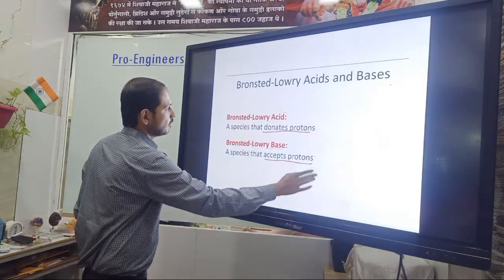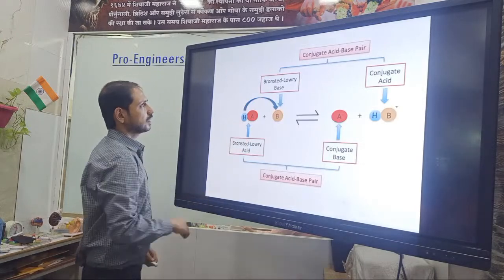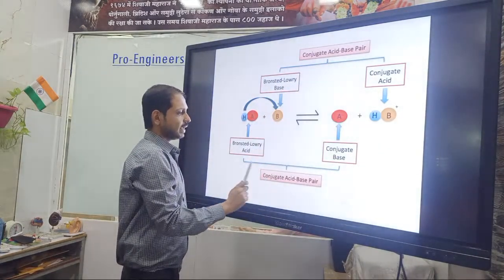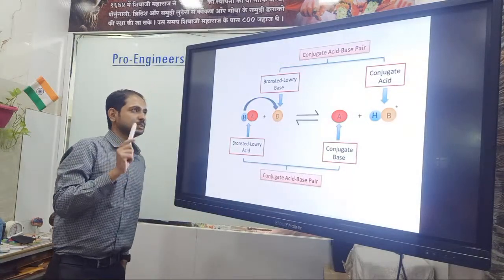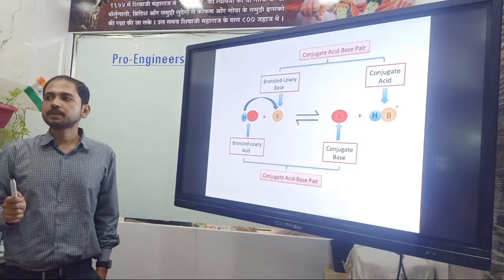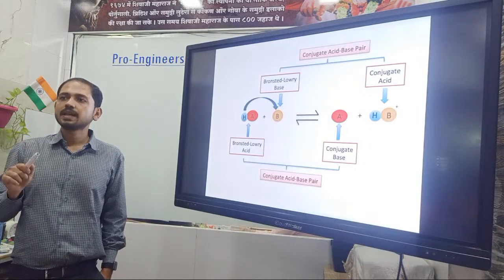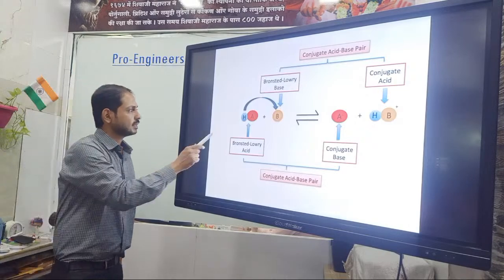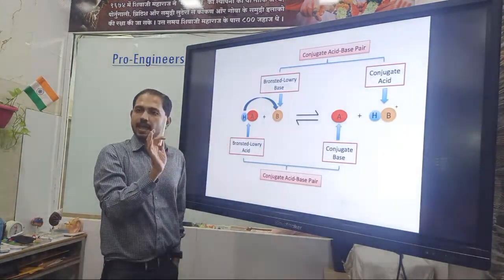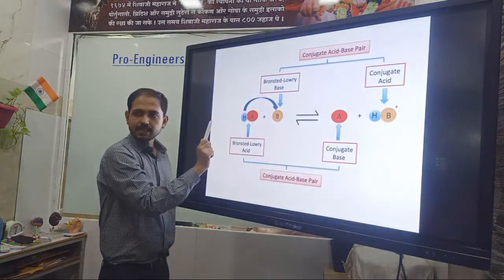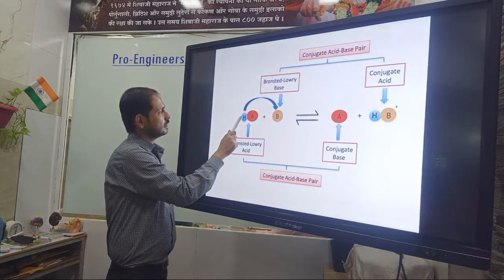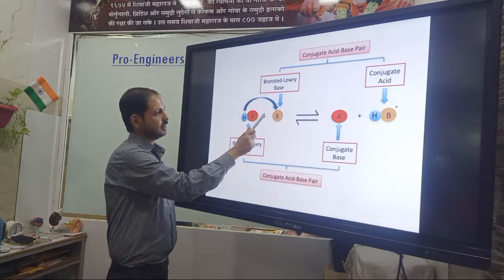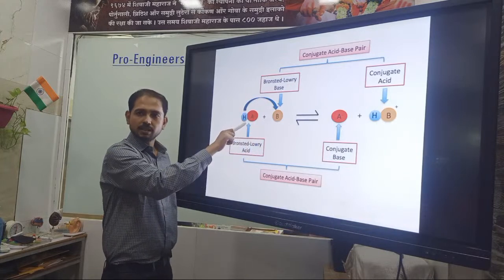So that is the conjugate acid base pair. This conjugate acid base pair concept comes in the Bronsted acid base theory, right? So let's say this HA is an acid, B is the base. According to the Bronsted theory, HA can give a proton, so it's a Bronsted acid. B can accept a proton, so it's a Bronsted base.